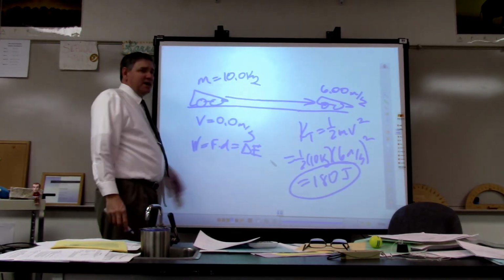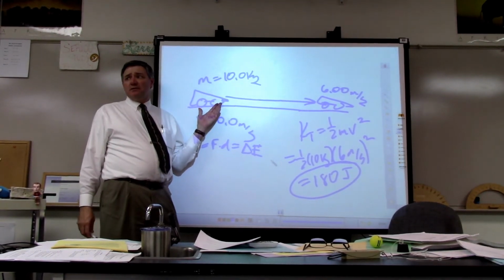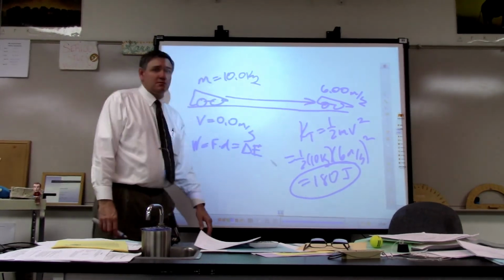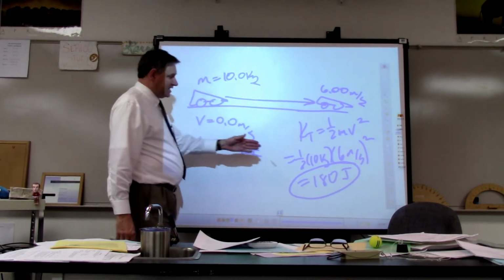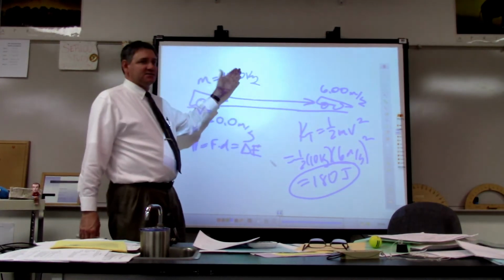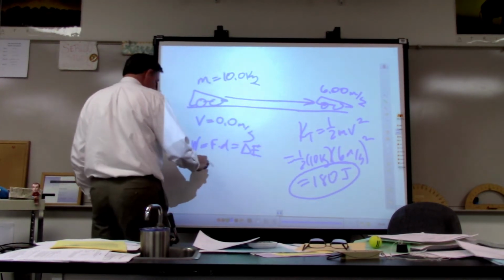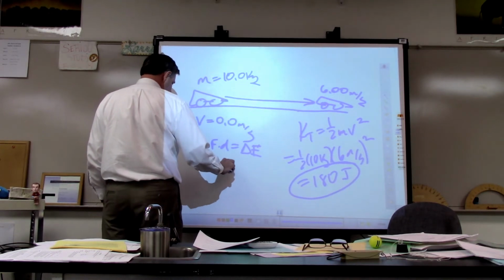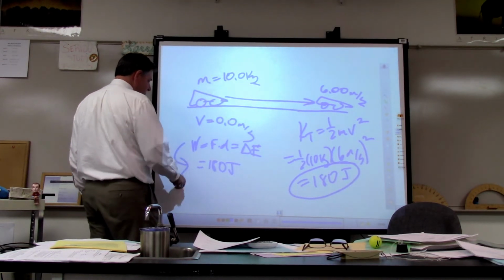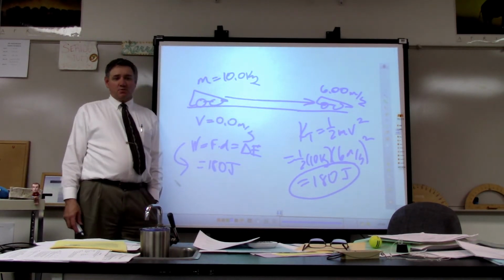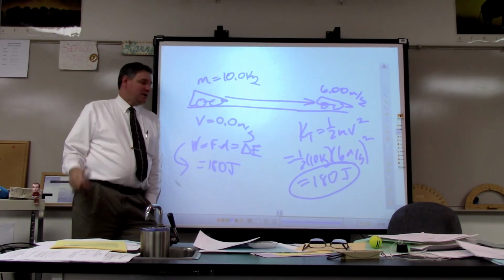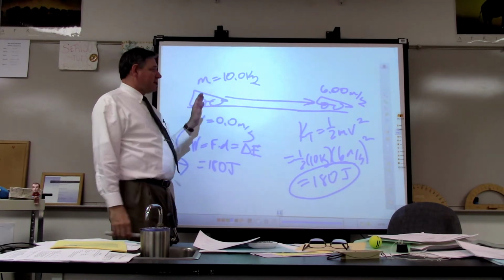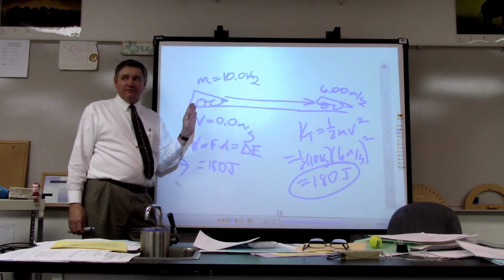What was my initial kinetic energy? 0. What's my final kinetic energy? 180. So you take 180 minus 0. Why do we do that? So the work that's done is my change in energy. Same number. Now, at this point, do I have enough information to calculate the force?